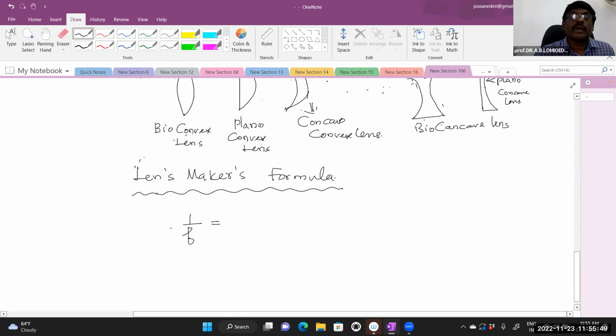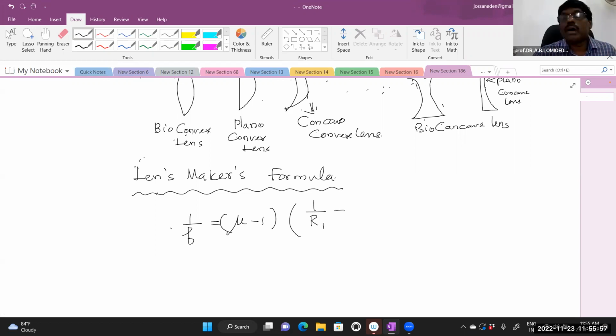1 by F is equal to (mu minus 1) into (1 divided by R1 minus 1 divided by R2), where F is the focal length, mu is the refractive index, R1 is the radius of curvature of the left-hand side portion, and R2 is the radius of curvature for the right-hand side portion. This governing formula can be used for both convex and concave lenses, but the sign convention will be different.